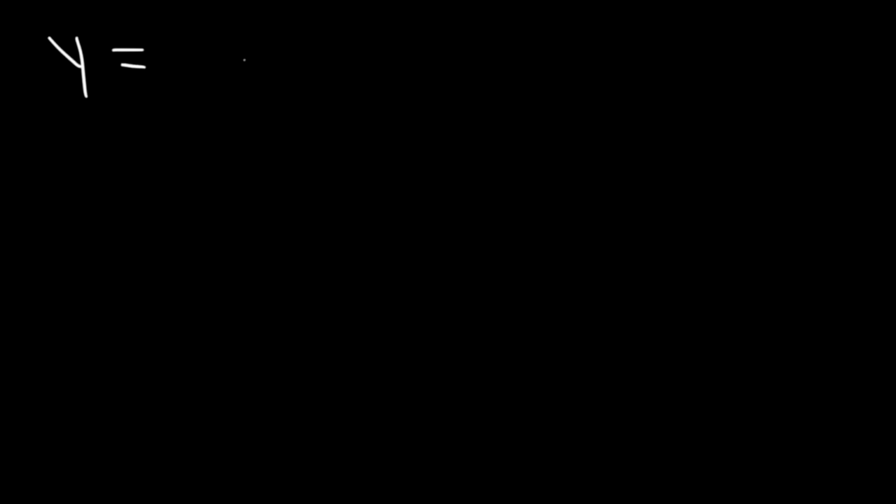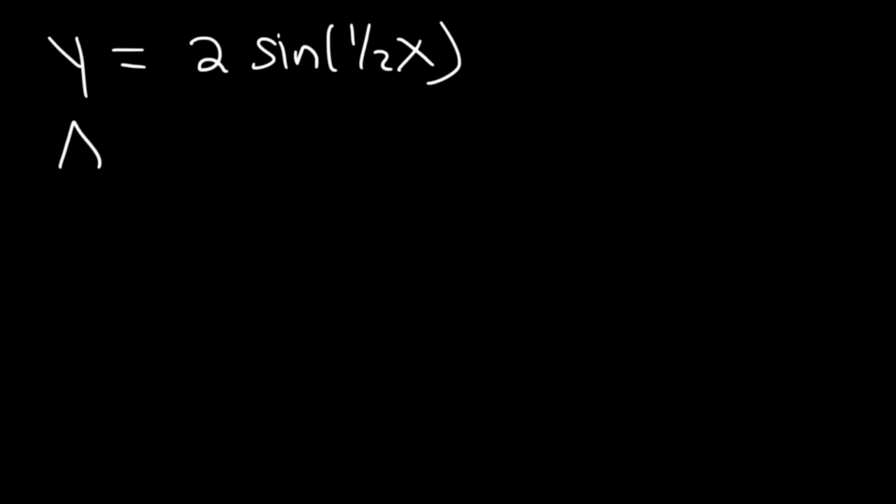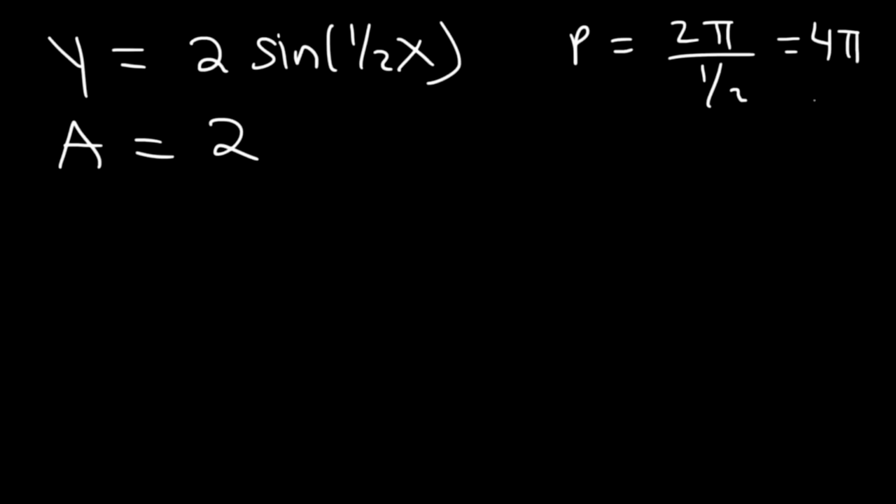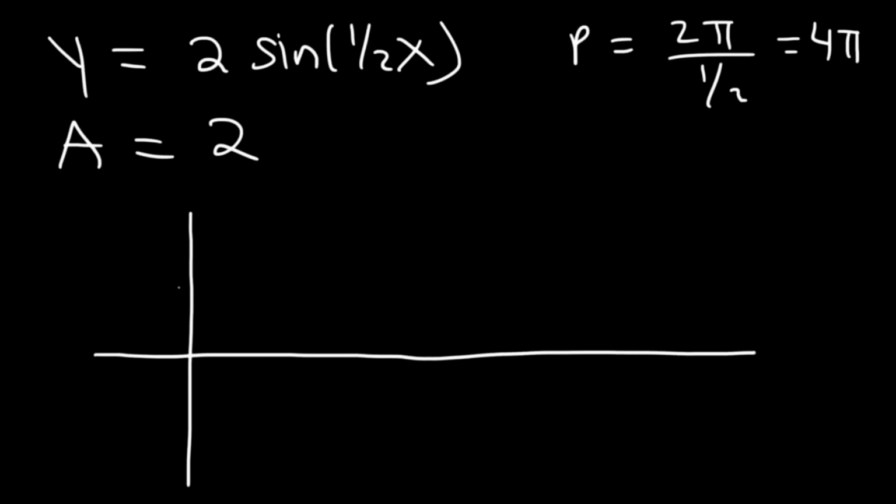Here's another example. Go ahead and graph this function, 2 sine 1/2 x. So first we need to find the amplitude. The amplitude is the number in front of sine, that's 2. The period is 2 pi over b, where b is the number in front of x. So in this case b is 1/2. 2 pi divided by 1/2 is 4 pi. So this one is going to stretch horizontally. The amplitude is 2, and the period is 4 pi.